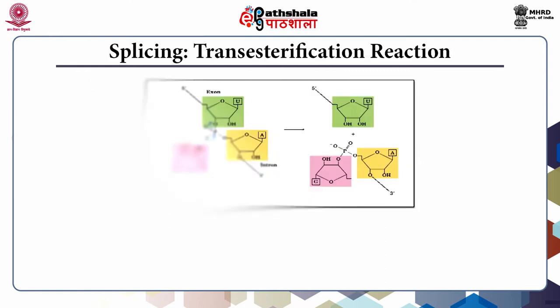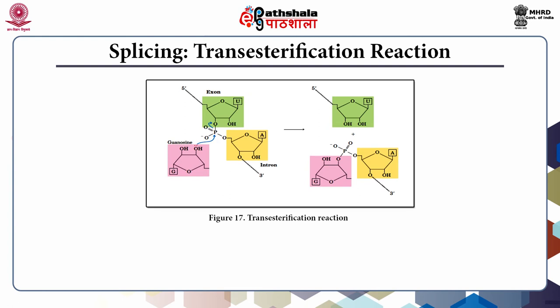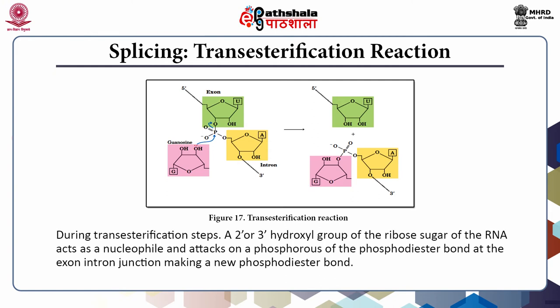Transesterification reaction. Figure 17. The splicing reaction of group 1 and group 2 introns involves 2 transesterification steps. During this, a 2' or a 3' hydroxyl group of the ribose sugar of the RNA acts as a nucleophile and attacks the phosphorus of the phosphodiester bond at the exon-intron junction, making a new phosphodiester bond.